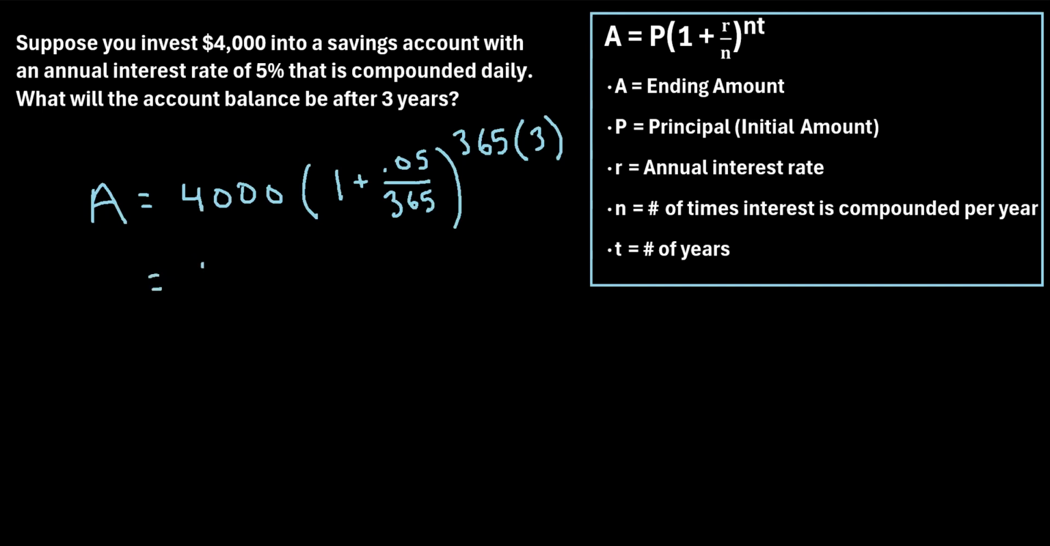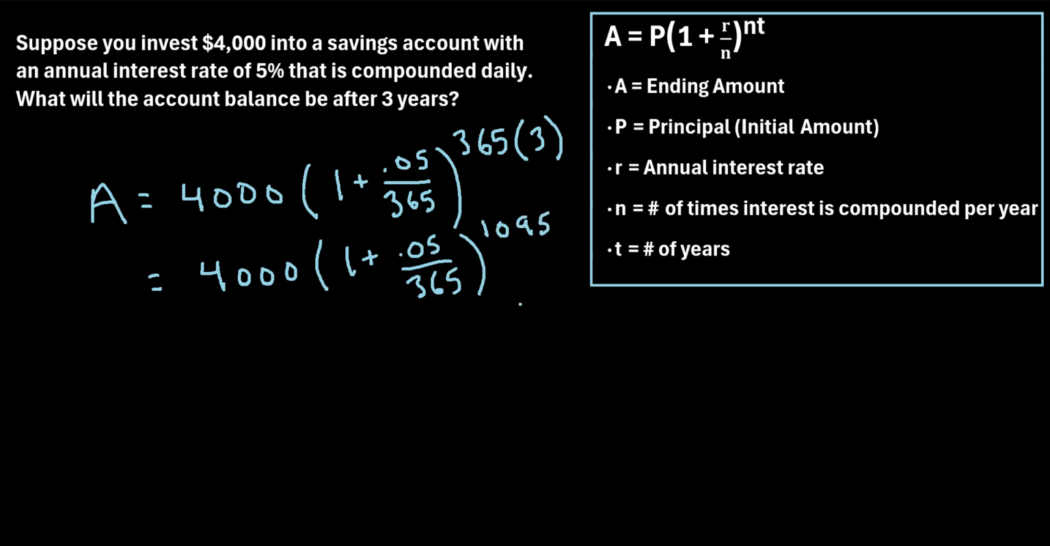So we get 4,000 times 1 plus, now 0.05 divided by 365. If you punch that into a calculator, it turns out to be a decimal that just goes on and on and on forever. So I'm not going to simplify this portion just yet. So we'll just write 0.05 divided by 365. And then we have that to the power of 365 times 3. So 365 times 3, that turns out to be 1,095.